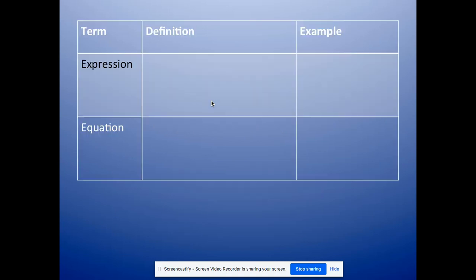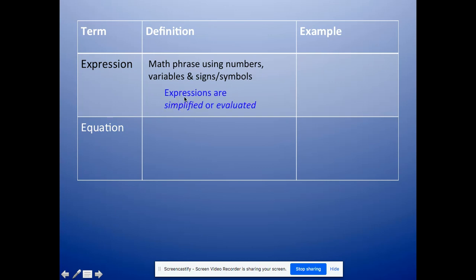It'll help you as you learn and give you a better understanding. So let's get started. First, I want to review what an expression is. The definition of an expression is a math phrase using numbers, variables, and signs or symbols. Remember that expressions are simplified or evaluated. And let's look at a couple of examples.